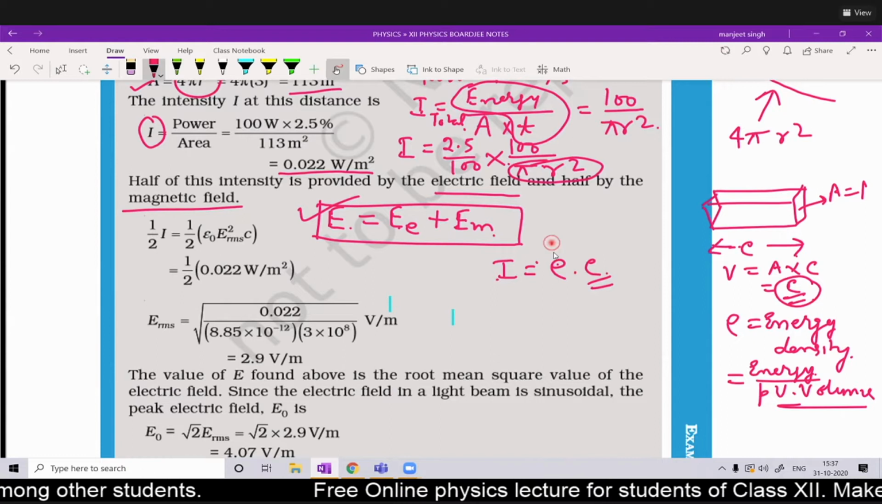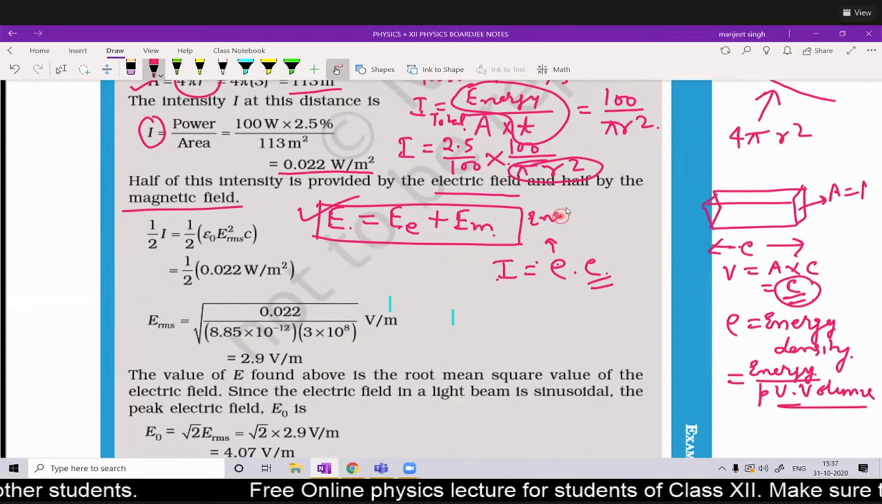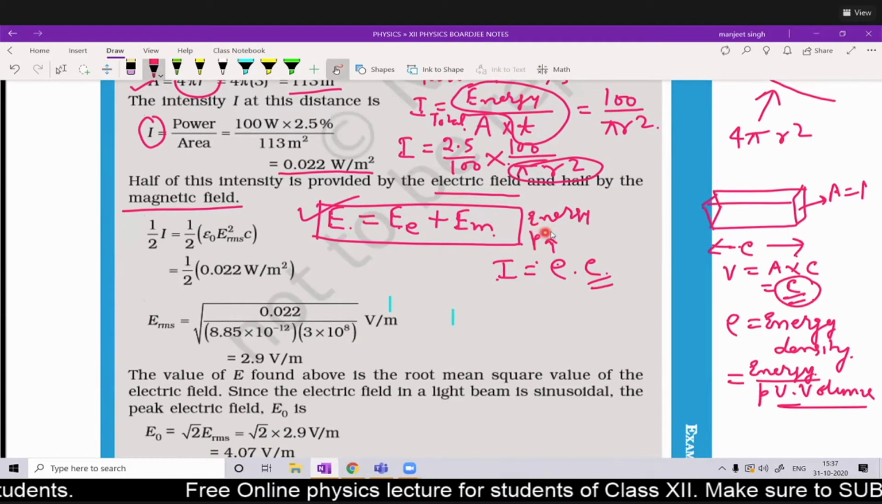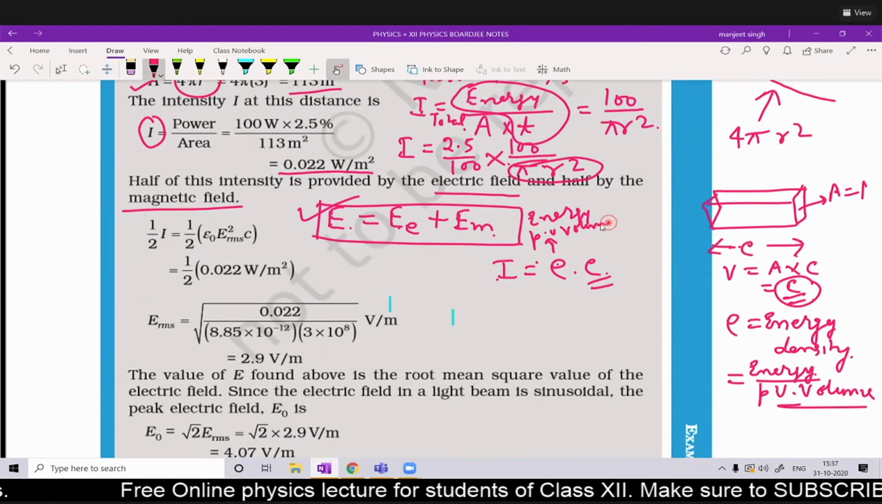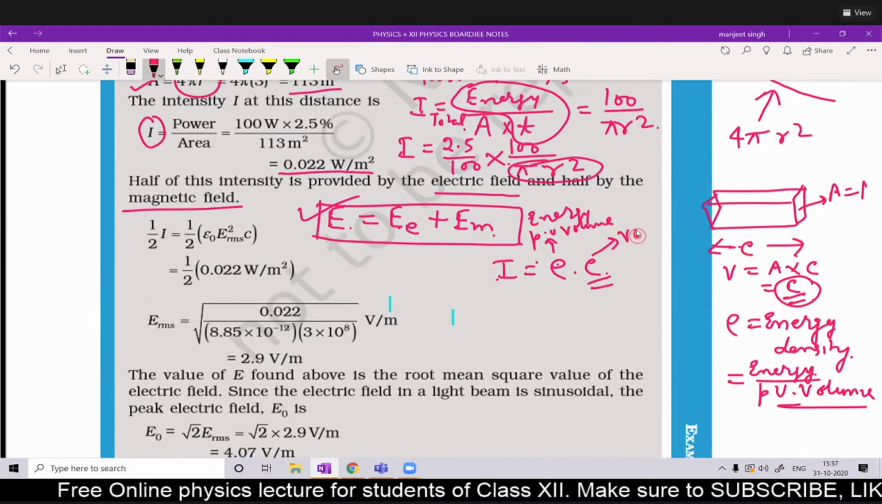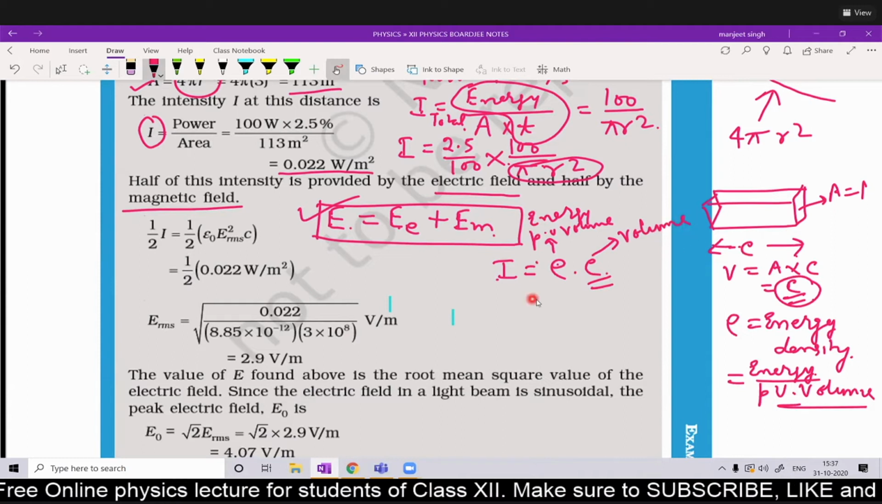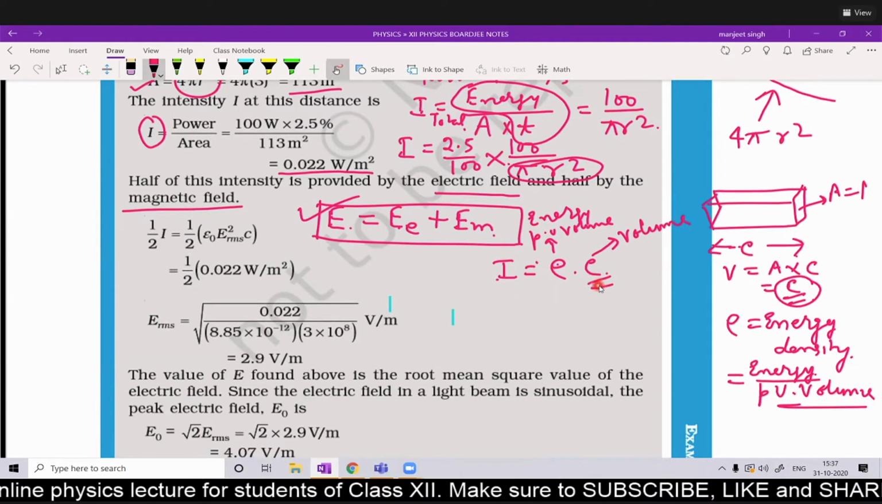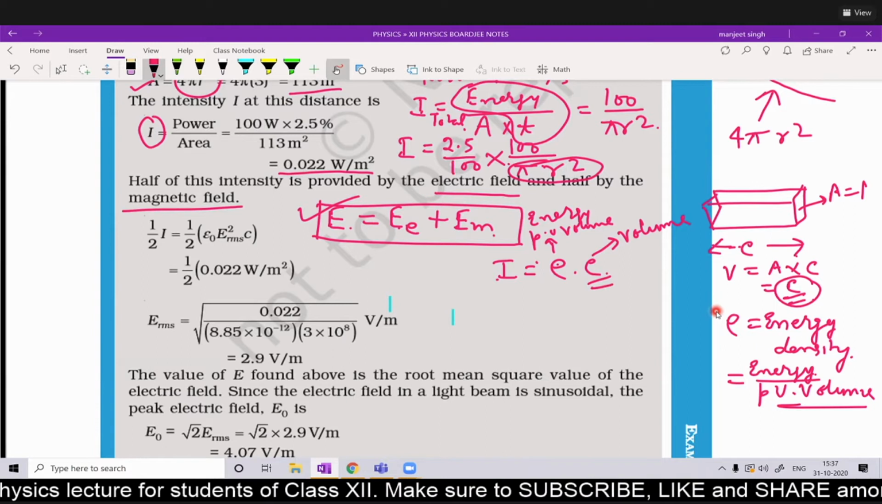Okay, so what is this term? Energy per unit volume, and this is the volume we have just discussed. So I is equal to rho into c.